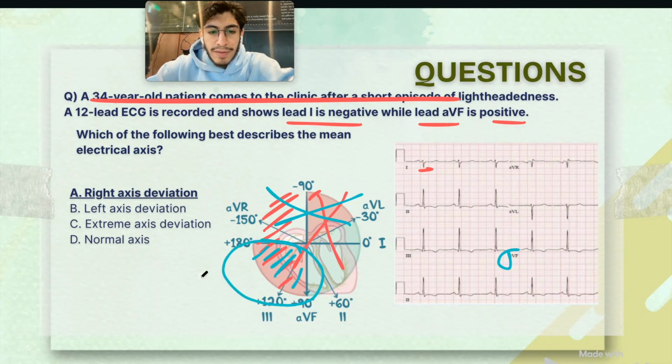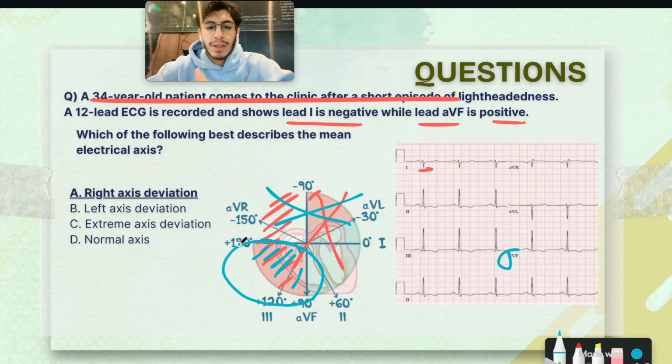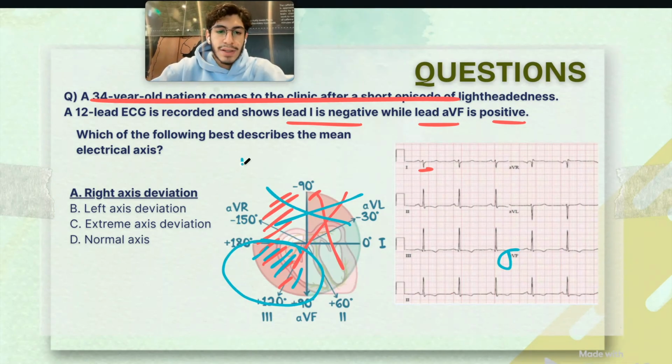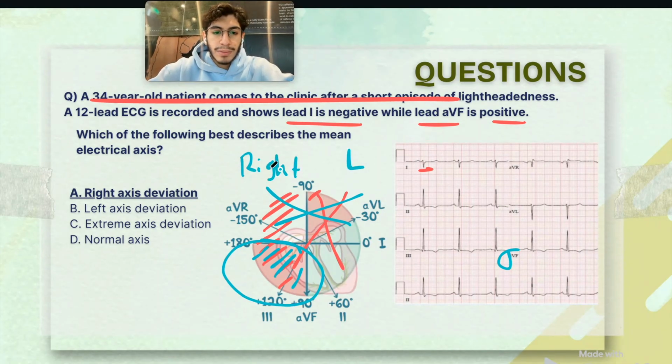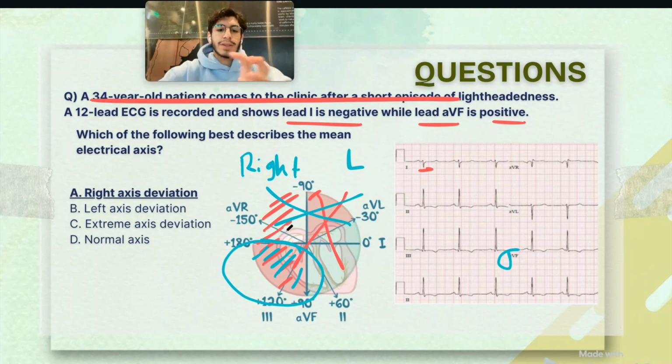We have this. So from positive 90 to positive 180, what did we say? It's a right axis deviation. Very simple. This is the right side of the heart, and this is the left side. So if you can see that it's overlapping on the right side, it's a right axis deviation.